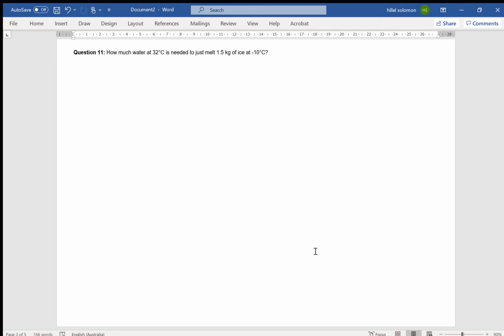So let's just have a quick look before we start writing any values down. Let's have a quick look at what's going on here. There's a key word in this question, which is just melt. So what we mean by just melt is that we don't want to warm the water up once it's been melted. We want just enough heat energy to melt it and no more than that.